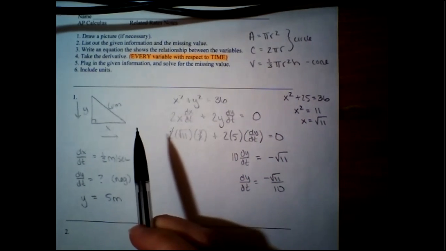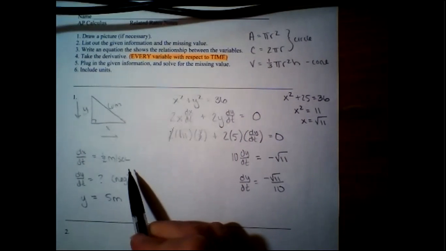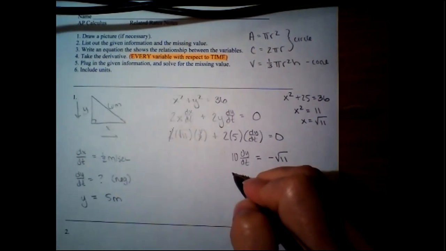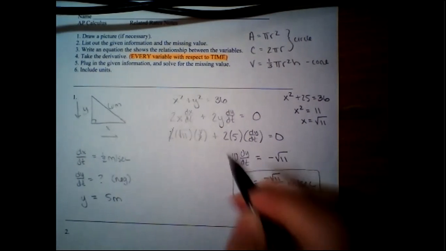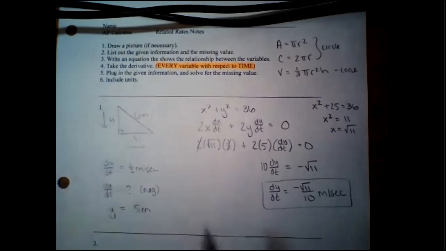And then make sure you put units. Now, this is a rate, so it has to be something per something else. And our units in the problem were meters per second. And we got a negative result like we were expecting, and that's because the top of the ladder is sliding down.